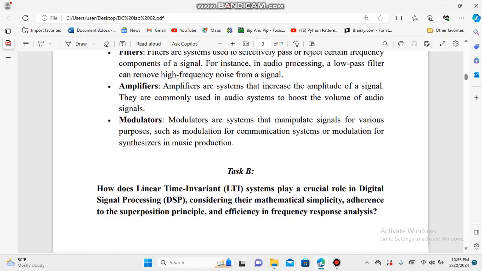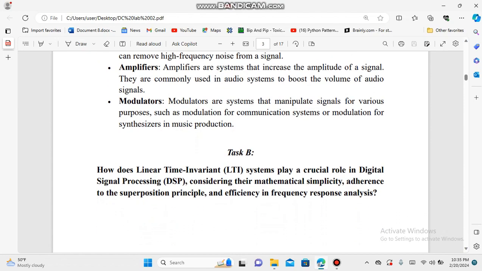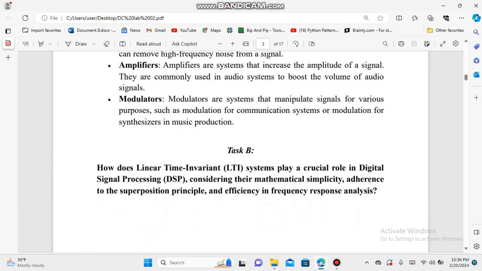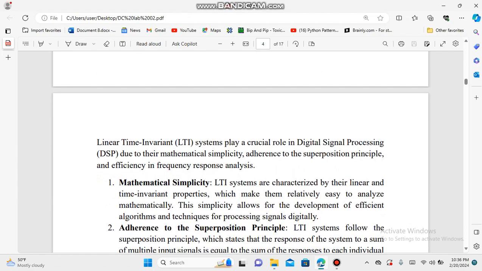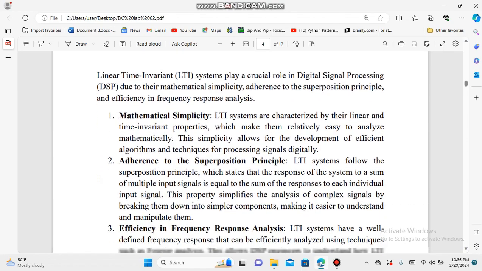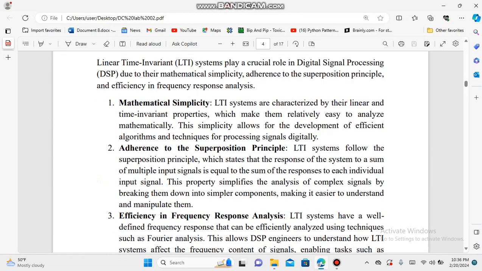Task number B says: how do linear time invariant systems play a role in digital signal processing? Consider their mathematical simplicity, adherence to the superposition principle, and efficiency in frequency response analysis. So, linear time invariant systems play a very important role in digital signal processing due to their mathematical simplicity. They are characterized by their linear time invariant properties, which make them relatively easy to analyze, and they have efficient algorithms and techniques to process signals digitally.